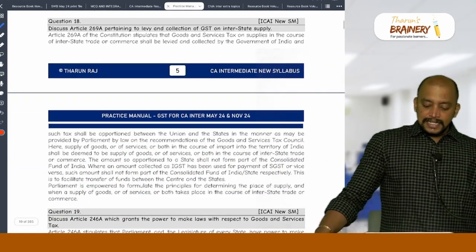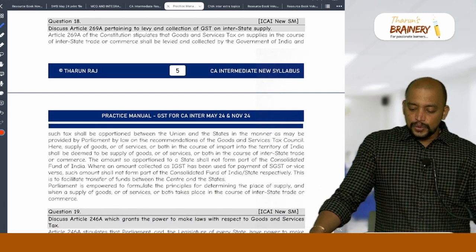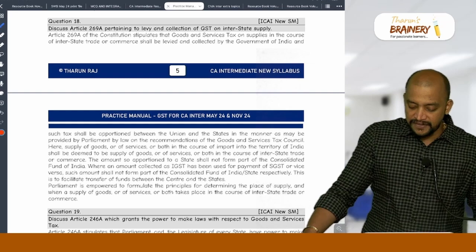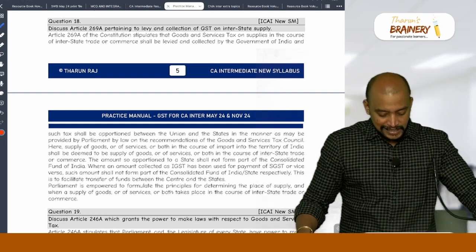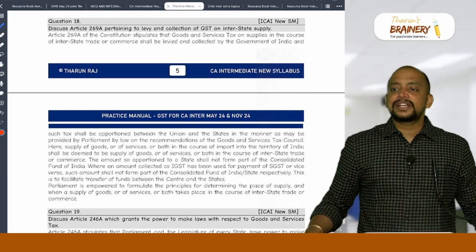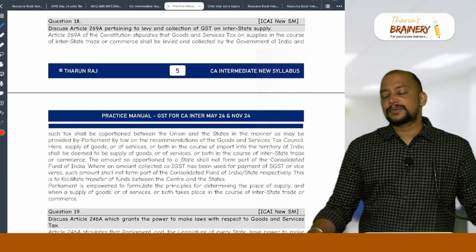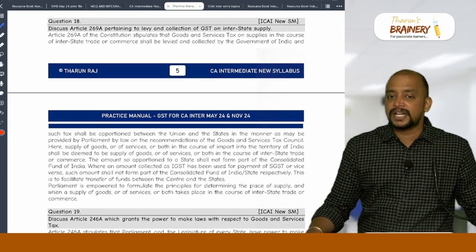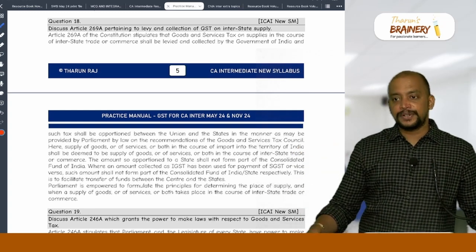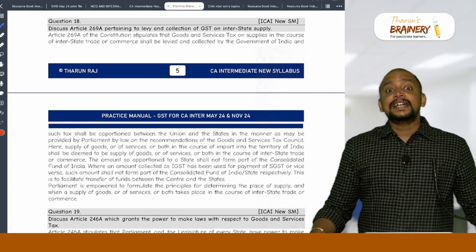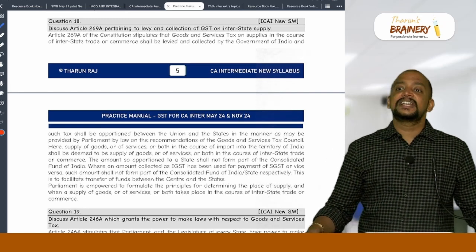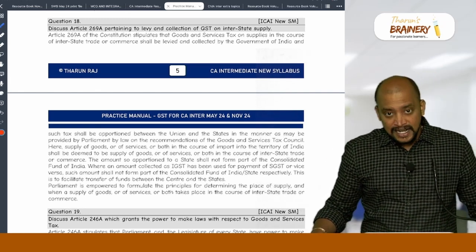Next, discuss Article 269A of the Constitution pertaining to levy and collection of GST on interstate supply. We need to write about this. What is an interstate supply? If location of supplier and place of supply are in two different states, or two different union territories, or a state and a union territory, then it will be called interstate supply. In that case, IGST is levied and collected by the central government.